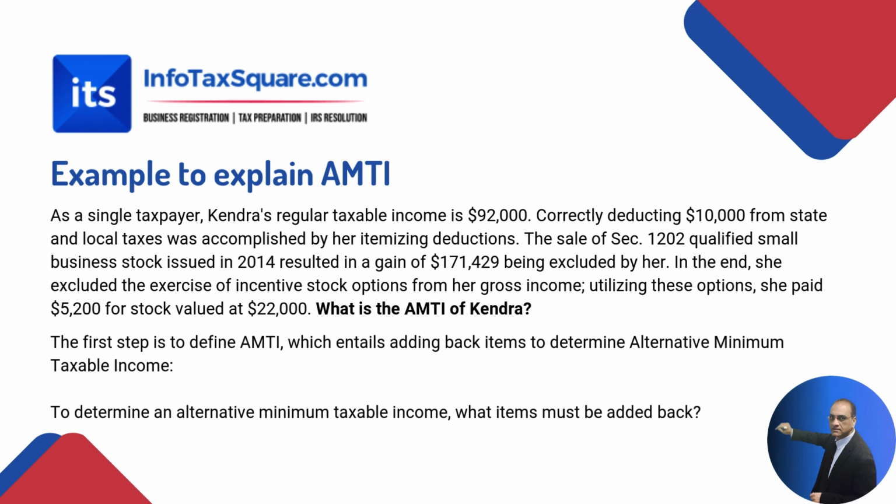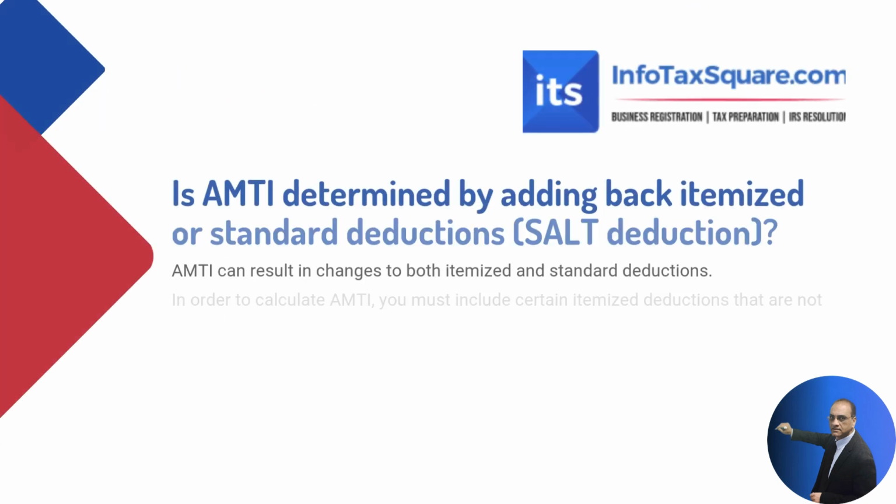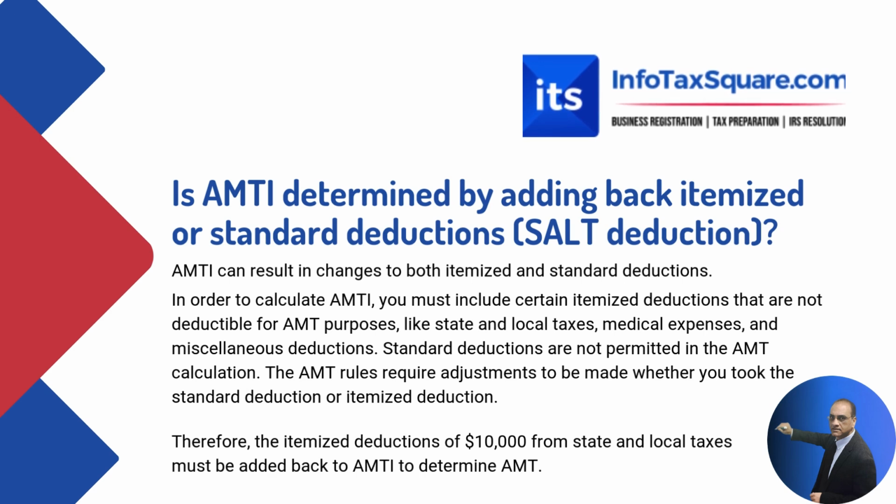Now let's start with the itemized deduction. To determine the alternative minimum taxable income, what items must be added back? Number one, is AMTI determined by adding back the itemized or standard deduction? We have to find out whether a standard deduction or itemized deduction has to be added back or not. AMTI can result in changes in both itemized and standard deductions. In order to calculate AMTI, you must include certain itemized deductions that are not deductible for AMT purposes, like state and local taxes, medical expenses, and miscellaneous deductions.